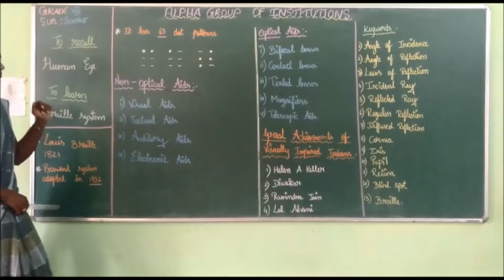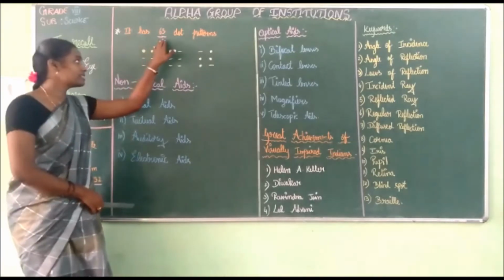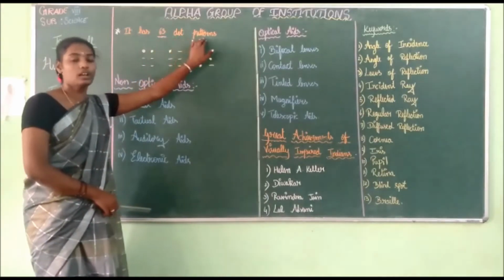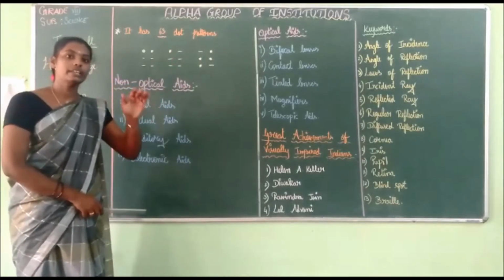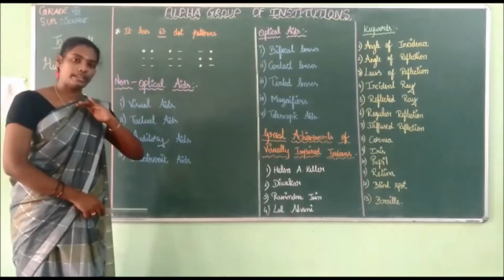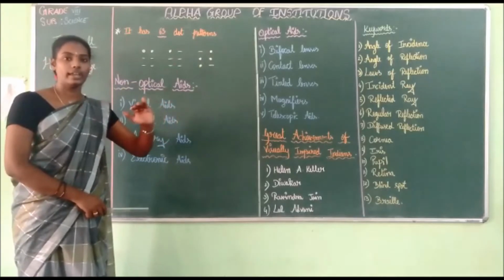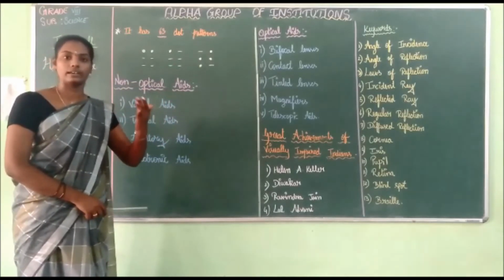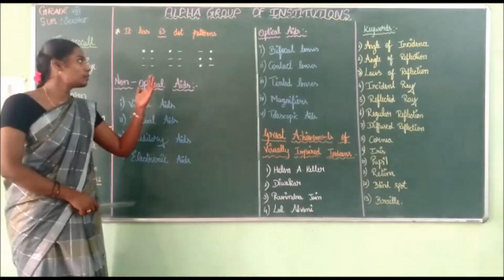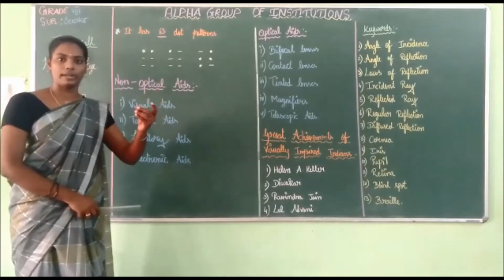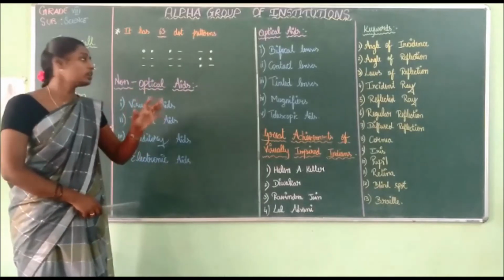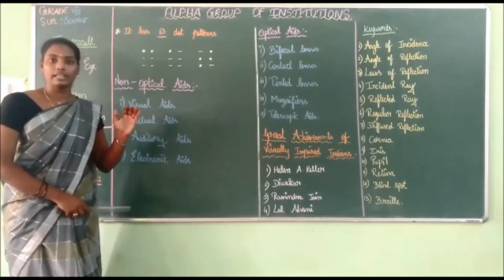The system was named the Braille system, and the system has 63 dot patterns. These 63 dot patterns are based on embossed letters. By touching the surface of the letters, we can understand what letter it is. These dot patterns include letters, words, word combinations, numerical signs, and so on. So this is about the Braille system.